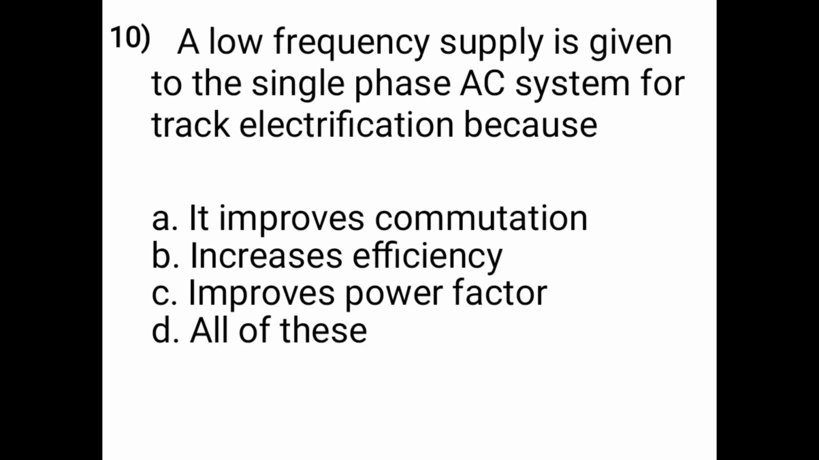Then next question is: a low frequency supply is given to the single phase AC system for track electrification because. Options are A, it improves commutation; B, increase efficiency; C, improves power factor; D, all of this. So the correct answer is option D, all of this. Means a low frequency supply is given to the single phase AC system for track electrification because it improves commutation, increases efficiency, and improves power factor.